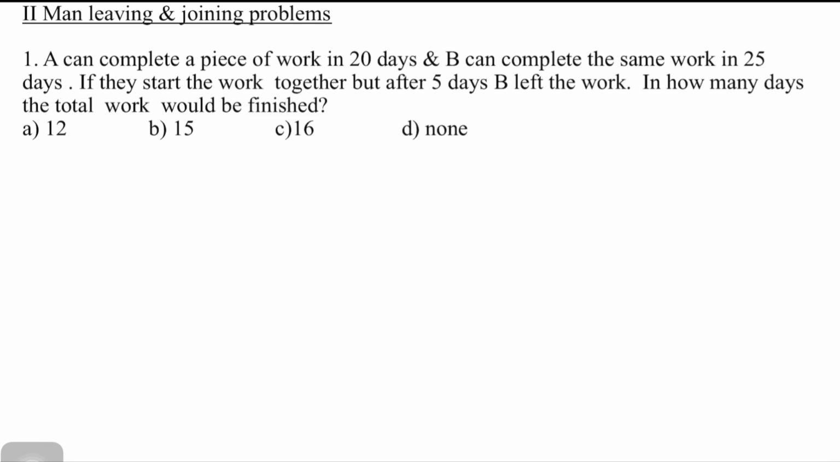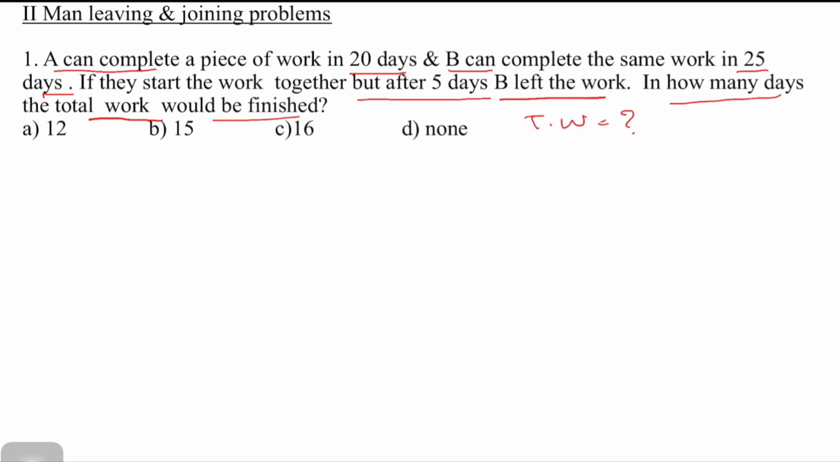A can complete a piece of work in 20 days and B can complete the same work in 25 days. If they start the work together, but after 5 days B left the work, in how many days would the total work be finished? So A can complete one work in 20 days, B can complete in 25 days. If A and B start the work together, but after 5 days B leaves the work, in how many days would the total work be finished?